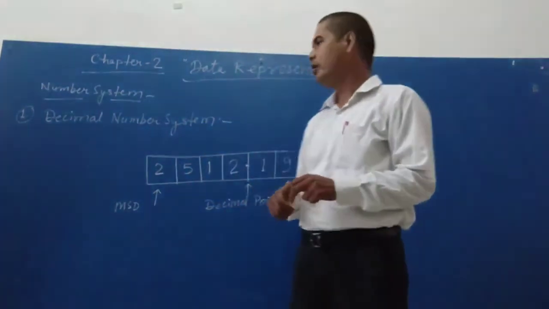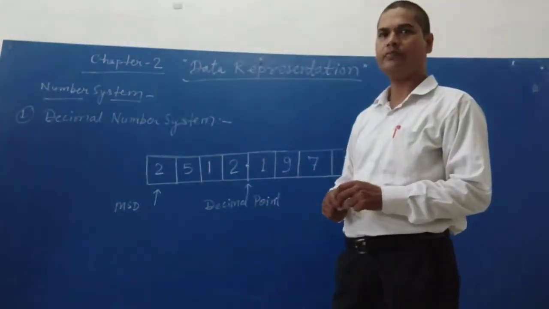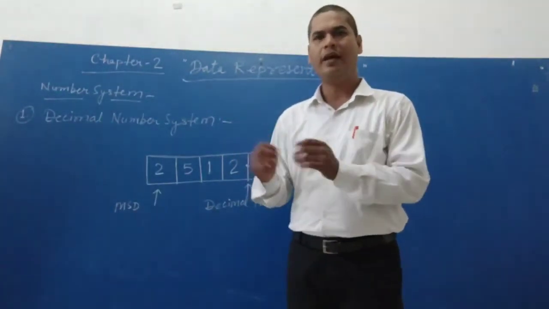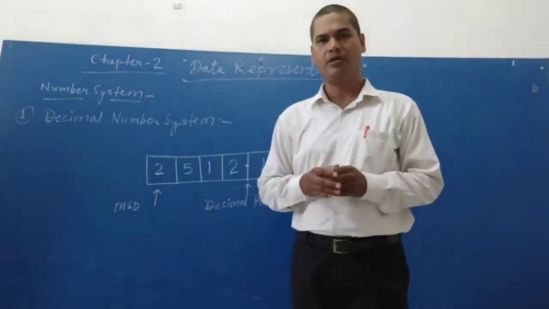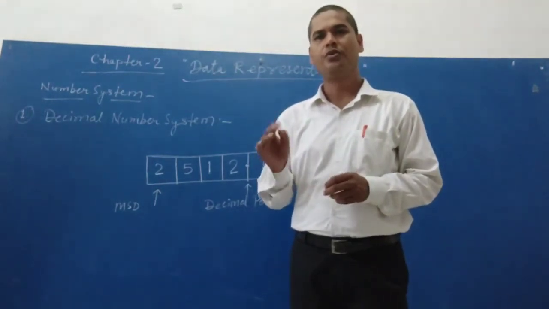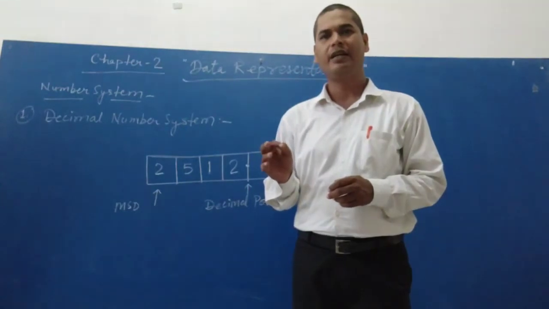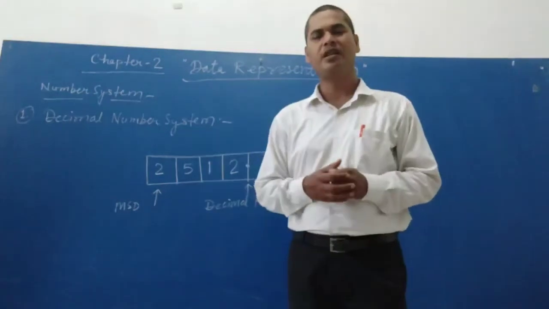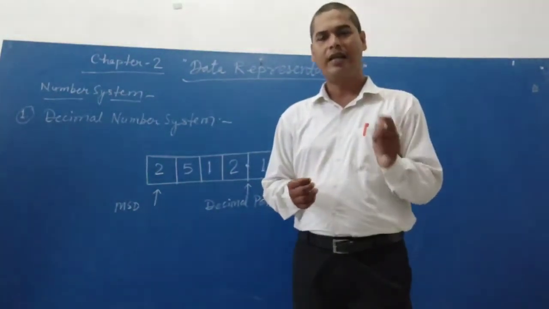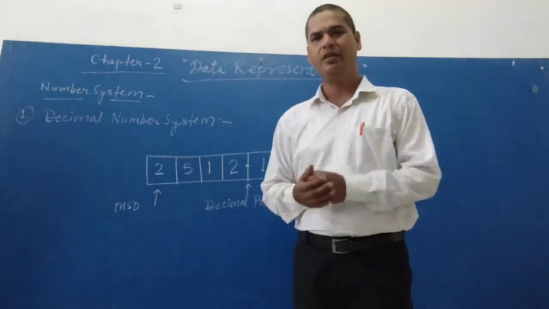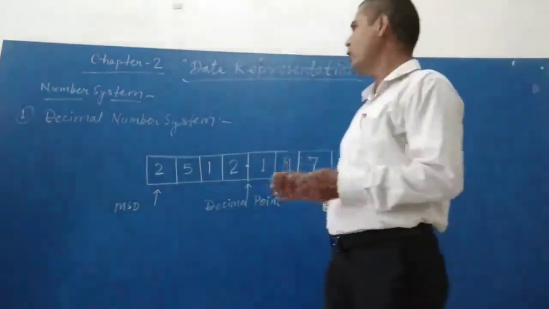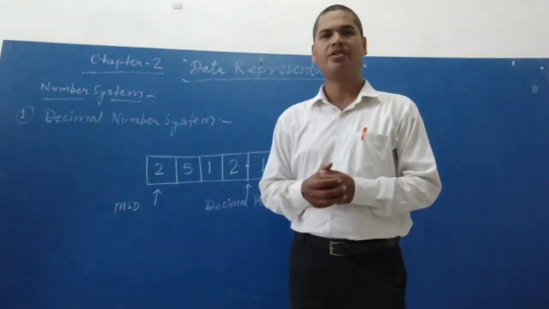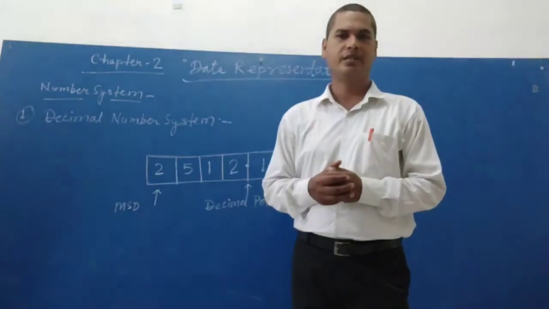Well, first of all, the decimal number system. In the decimal number system, there are 10 digits, 0 to 9. There are 10 symbols: 0, 1, 2, 3, 4, 5, 6, 7, 8, 9. That's why it is known as Deca. Deca means 10. The base is 10. So whatever number we represent through the decimal number system has base 10.